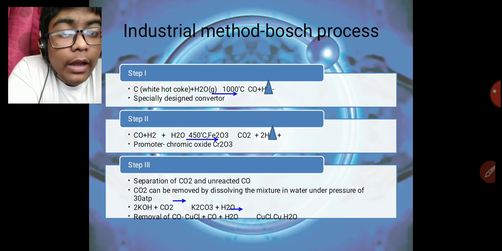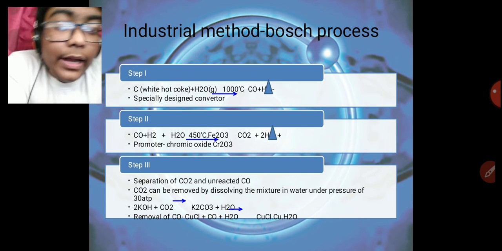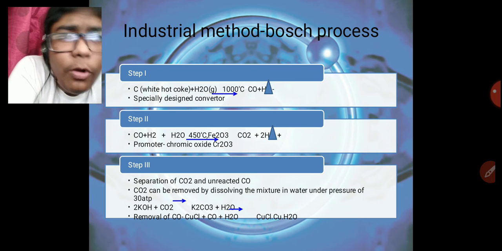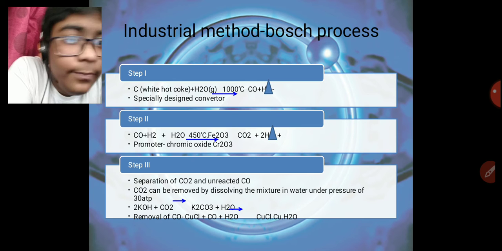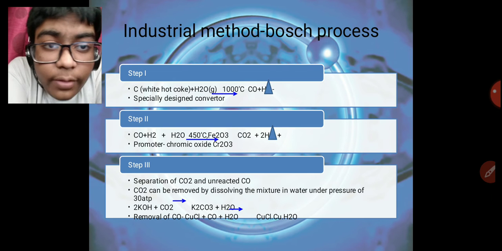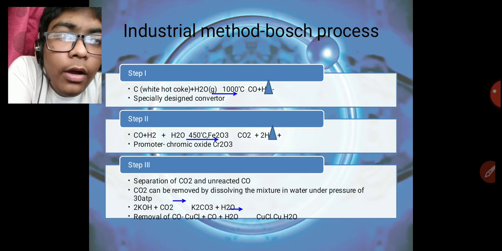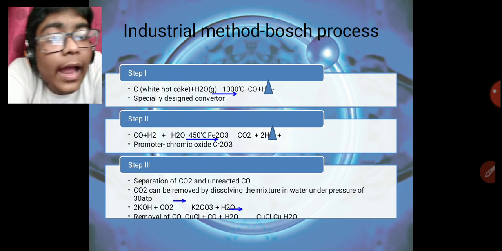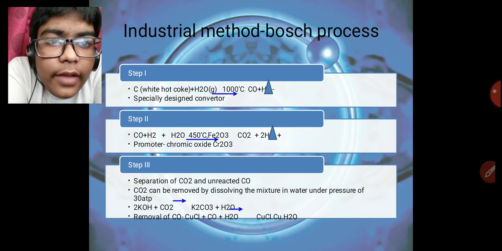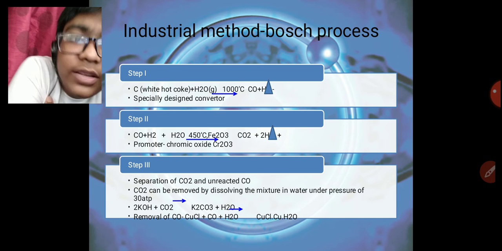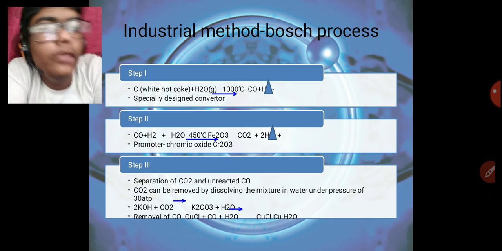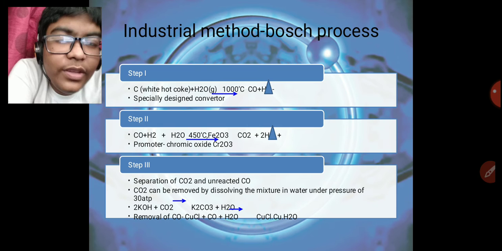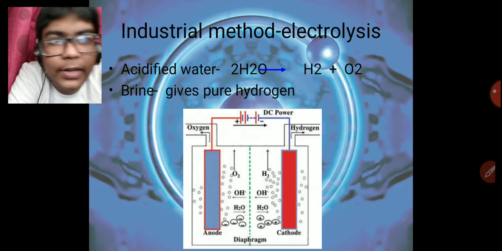Now what can be done is you can dissolve the CO2 in water at a pressure of 30 atmospheres, or you can pass it through caustic potash solution, which can give you K2CO3 and H2O. Or you can also remove the carbon monoxide by passing it through CuCl solution, which gives CuCl.CO.2H2O, and hydrogen will be separated.